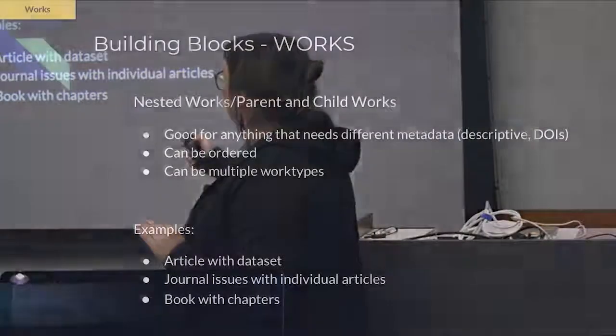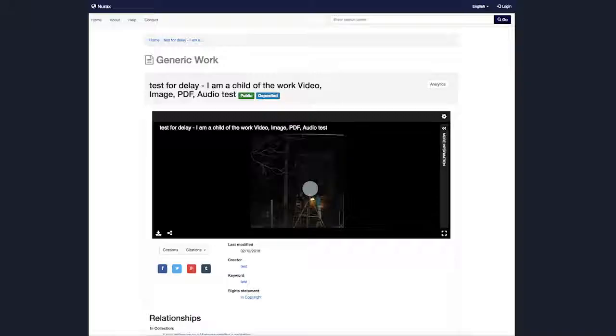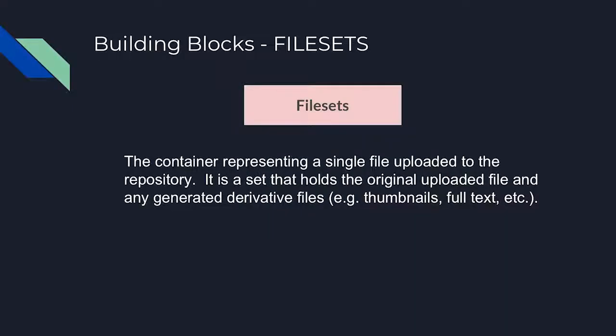Examples might include an article with a data set: full description on the article, full description on the data set. Journal issues with individual articles: the journal issue has a metadata record, it's a work, and each individual article is also a work. Book with chapters is another example. Not sure why I put that in there. I don't remember.